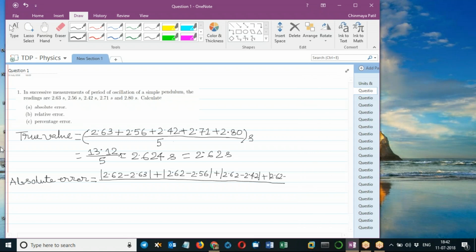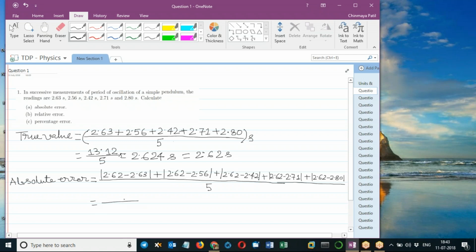So if you see here, 2.62 minus 2.71. 2.71 we have not done, no? Plus 2.62 minus 2.80. Correct. And that has to be divided by 5.